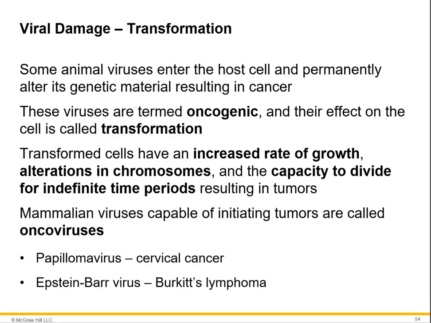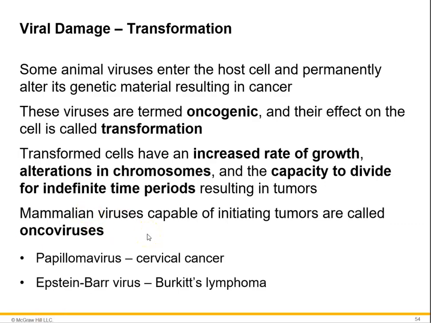All right, let's talk a little bit about transformation. So some viruses can enter the cell and permanently alter its genetic material. We've talked about that. But some of them can do this in a way that it results in cancer. Now, the viruses that can permanently alter genetic material and cause cancer are called oncogenic viruses. The effect they have on the cell is called transformation.